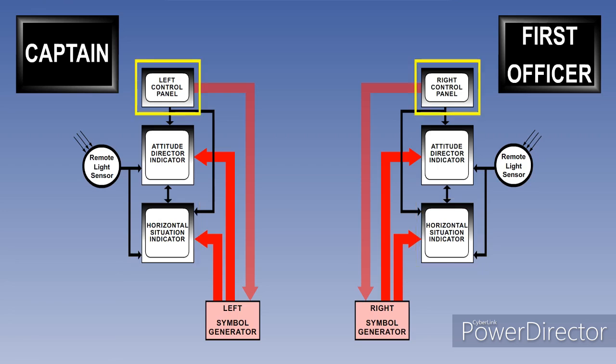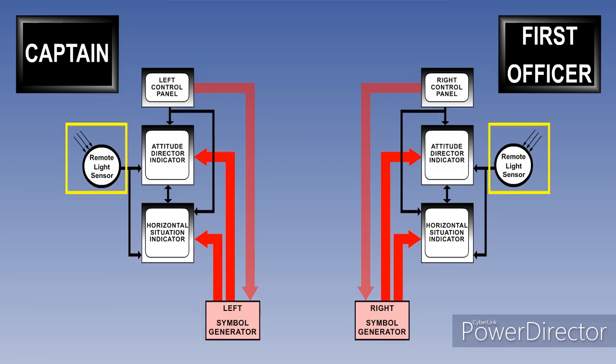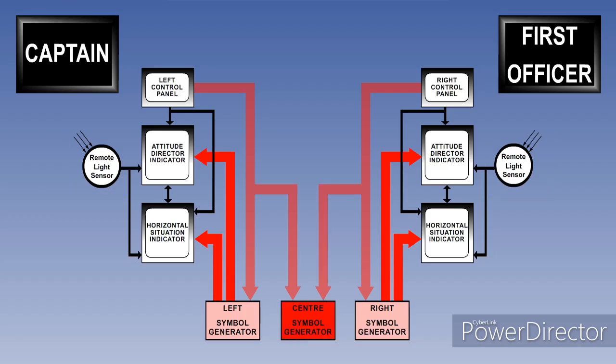Additionally, there is a control panel, a symbol generator, and a remote light sensor unit which responds to ambient light conditions on the flight deck to automatically adjust the brightness of the screen display. In addition, a third backup symbol generator is incorporated in case a system symbol generator should fail. In this lesson, we are going to look at only the Electronic Horizontal Situation Indicator, or EHSI, part of the EFIS system.